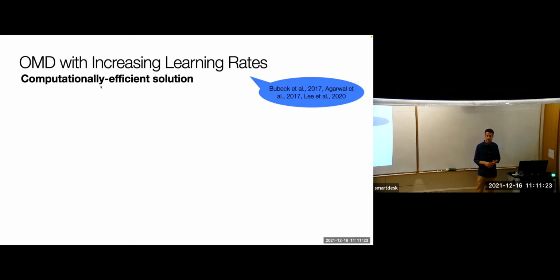If you're familiar with online learning or with convex optimization, SGD and so on, you know that you never increase the learning rate. You either keep it fixed or it decreases like one over root t. There's absolutely no reason to increase the learning rate. And here you will see it just somehow works out.